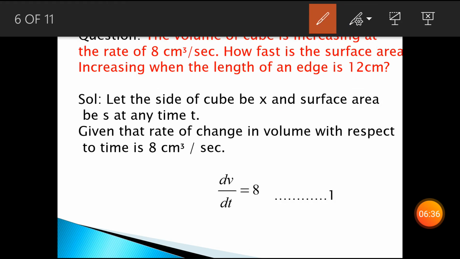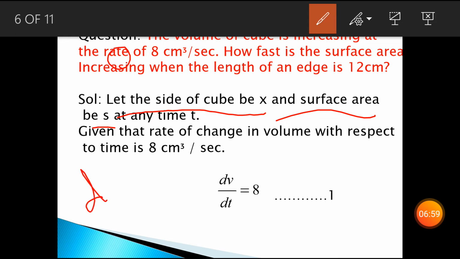first of all we are going to write, let the side be x and the surface area be s at any time t, because time is very important here. What is given to us? The volume of the cube is increasing. So volume of the cube is increasing at a rate, and the rate is given. Okay, so very important, rate is given.